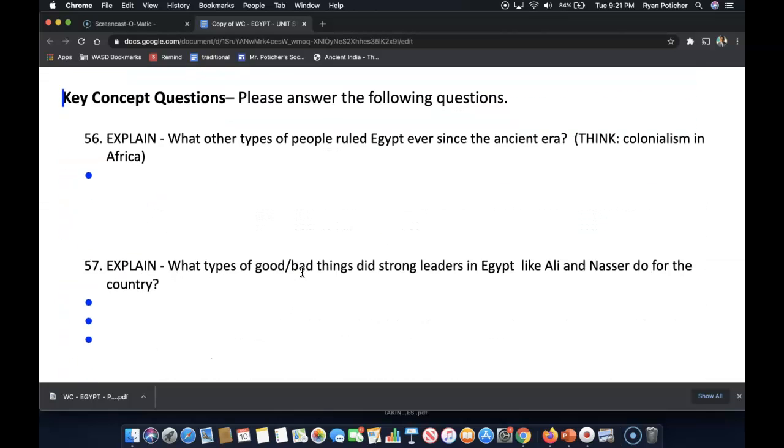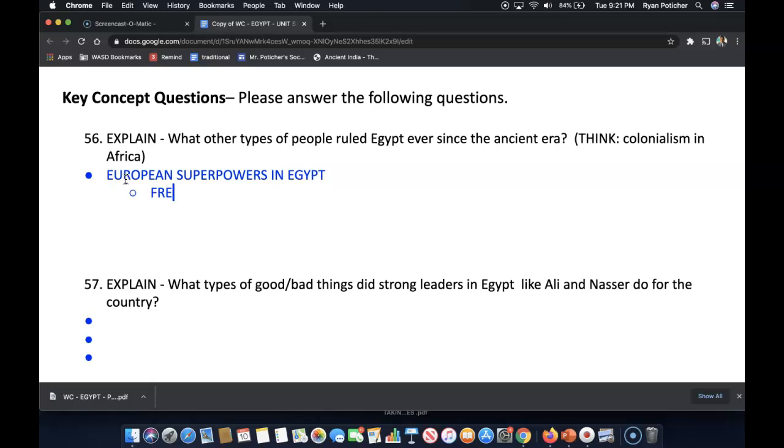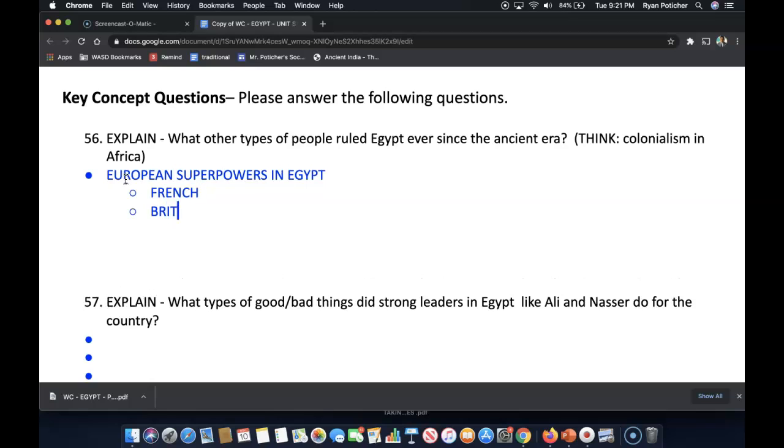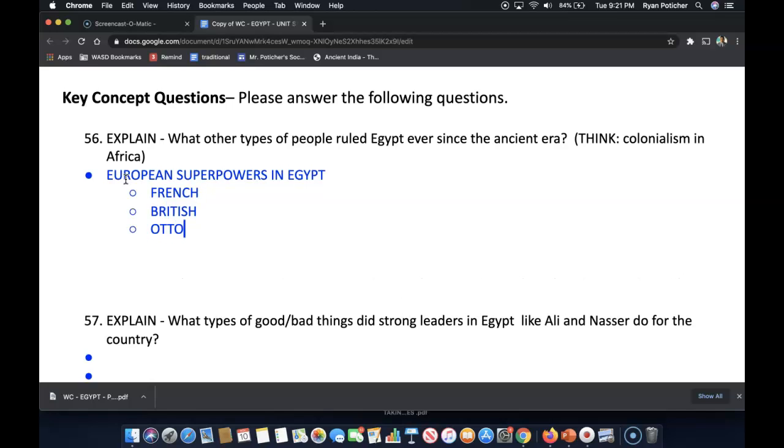All right, let's go ahead and talk about these key concept questions. Explain what other types of people ruled Egypt ever since the ancient era. Think about colonialism in Africa. So if you remember, you saw a map if you did the other lesson here. Obviously, European superpowers had a big role to play in Egypt and in Africa. Of course, these people consist of the French, also the British, and then, of course, later on the Ottoman Turks.